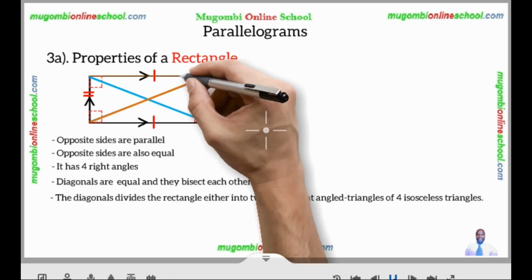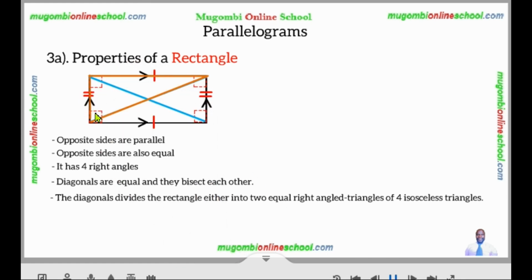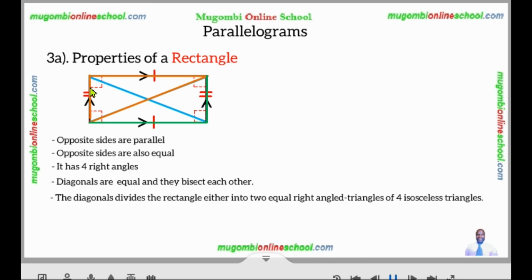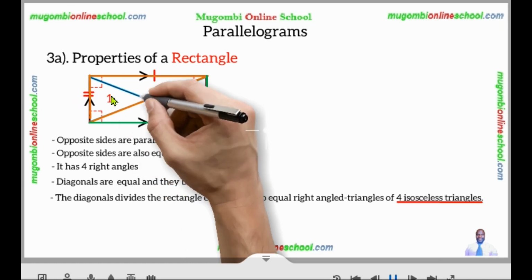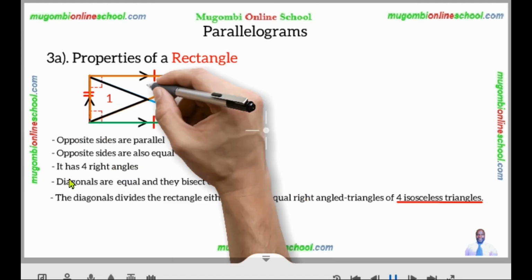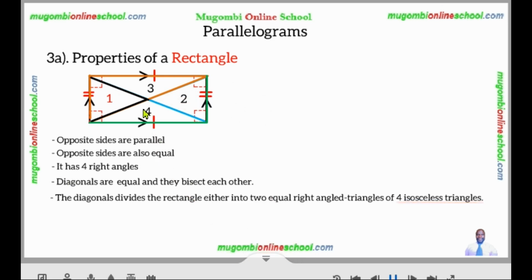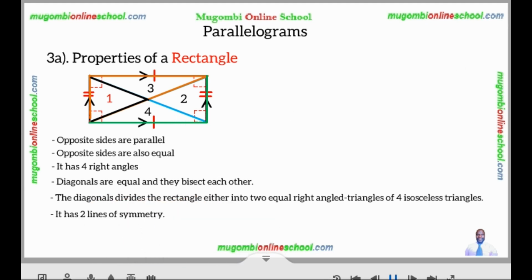The first right-angled triangle is this one, and the right angle is at this point. This is the first right-angled triangle, and this is the second right-angled triangle, which is divided by this diagonal. And again, the four isosceles triangles will be formed by both the diagonals. This is the first isosceles triangle from this point to this, and then this way. And then this is isosceles triangle number 2, which is also equal to the fourth isosceles triangle. It has got two lines of symmetry.